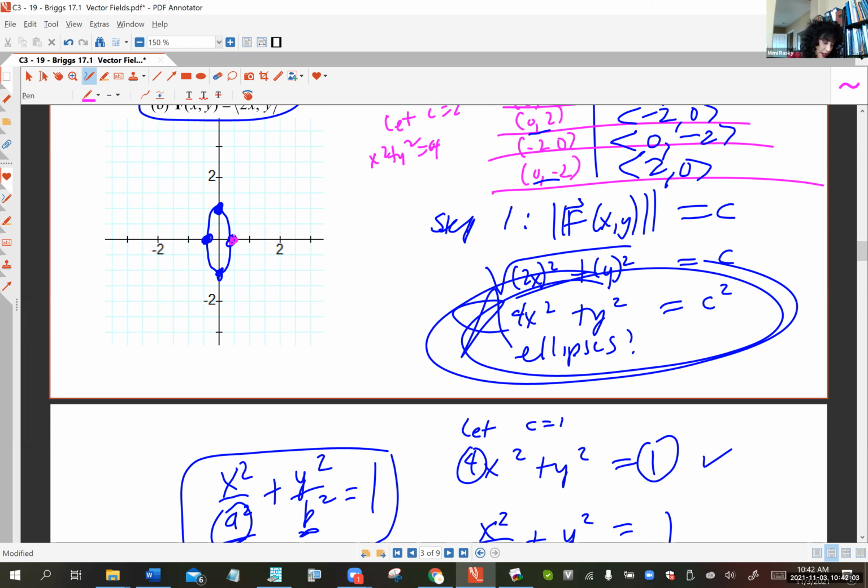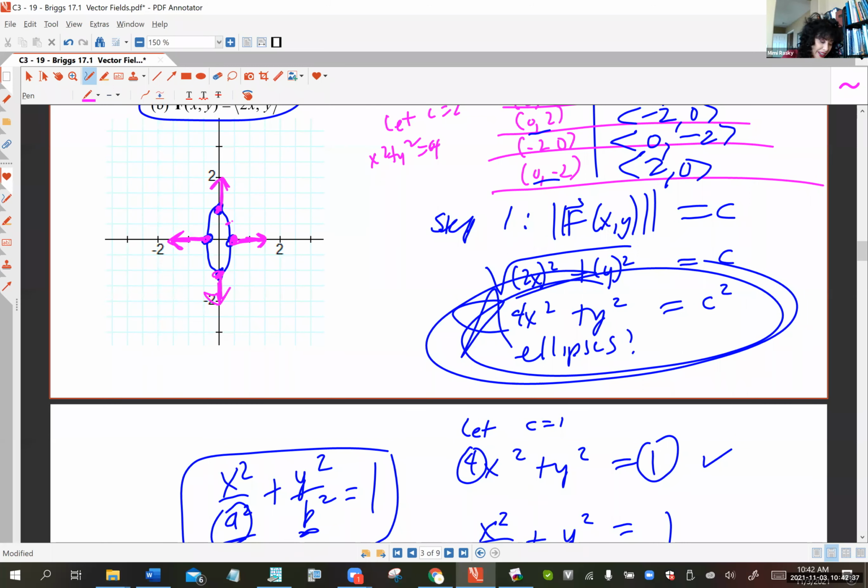So this first point here had (1, 0). So you draw a magnitude 1 vector, (1, 0), pointing out. And then this guy here had the vector (0, 1), so he's going to look like that. And then this point over here, (-1, 0), so his vector is pointing to the left, magnitude 1. This point here, (0, -1), so it's pointing down with a magnitude of 1. So all the vectors that live on that ellipse are pointing outward and have magnitude of 1.